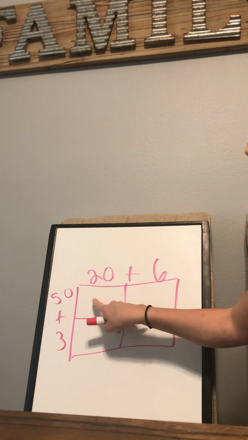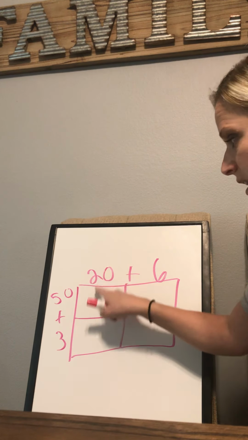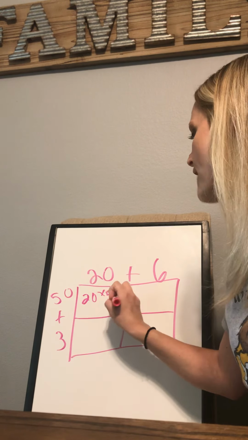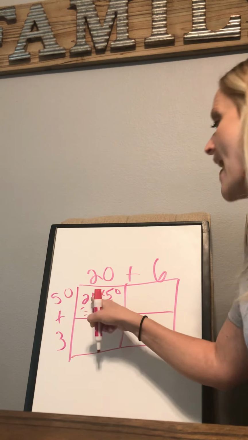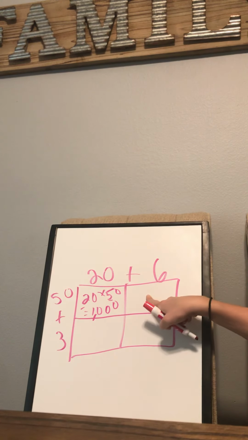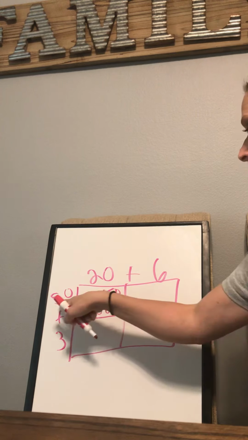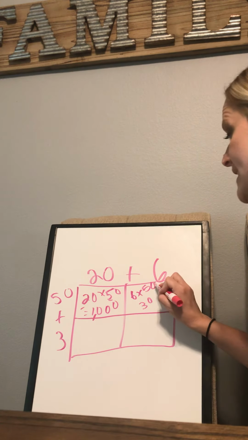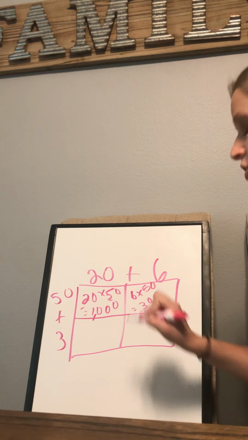So on the top of this box is 20. 20 times what's to the side? 50. 5 times 2 is 10. Still add the 2 zeros, I get 1,000. Inside this box here, I'm going to do 6 times 50. 6 times 5 is 30. Still add your 0, is 300.